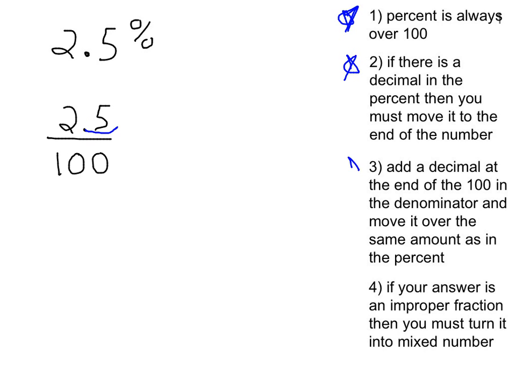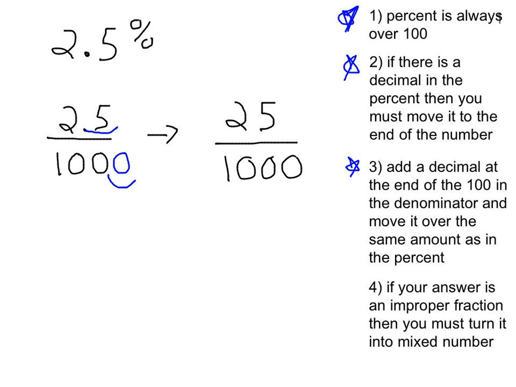Now, rule 3 says we need to move the decimal over in the 100 as well, over once. Again, if we have a blank, let's put a 0. Now the fraction is 25 over 1,000. Now rule 4 says if our answer is improper, we must change it to a mixed number. And of course 25 over 1,000 is a proper fraction, so we don't have to do that.